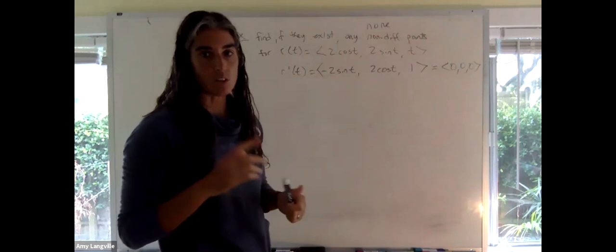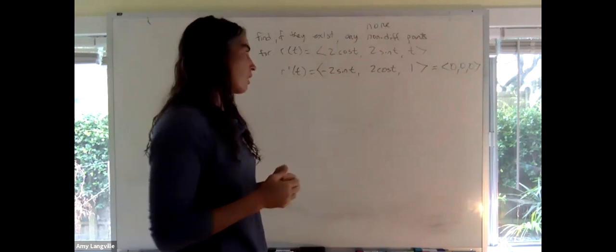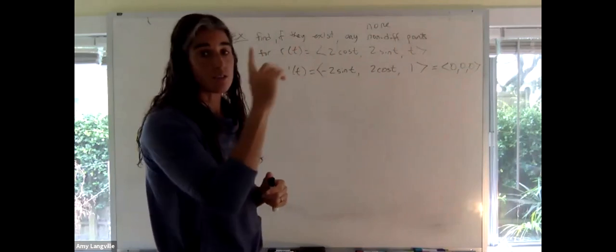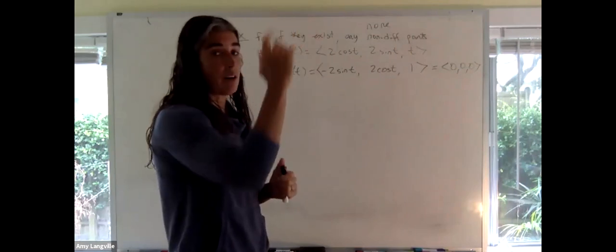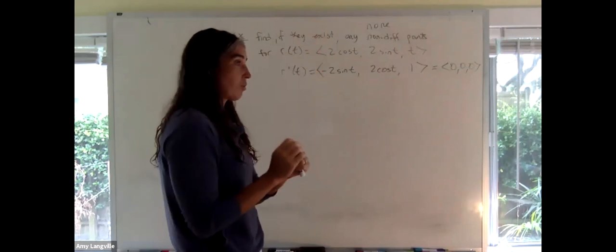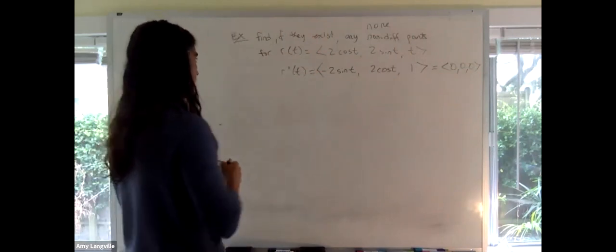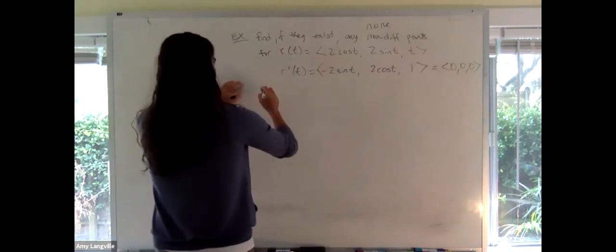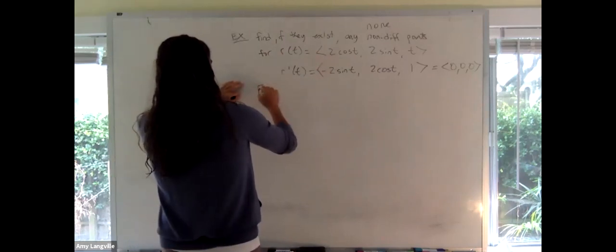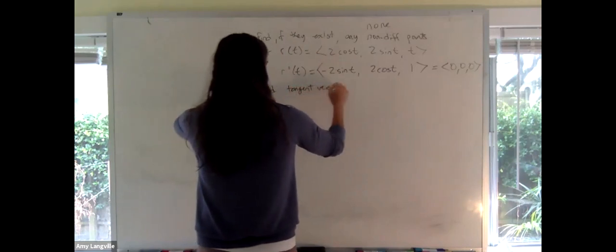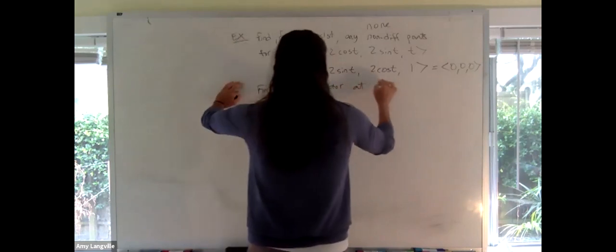Go to CalcPlot 3D, pause the video, practice your CalcPlot 3D tech tool skills, enter this, and you'll see that this is this nice, smooth, everywhere helix. There's no sharp, jagged points on that. How about, let's extend this then, find the tangent vector at, let's pick a point, t equals pi.